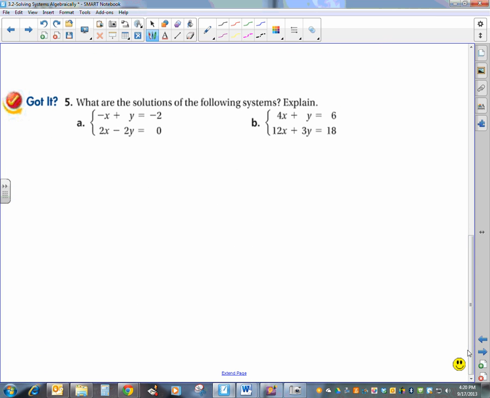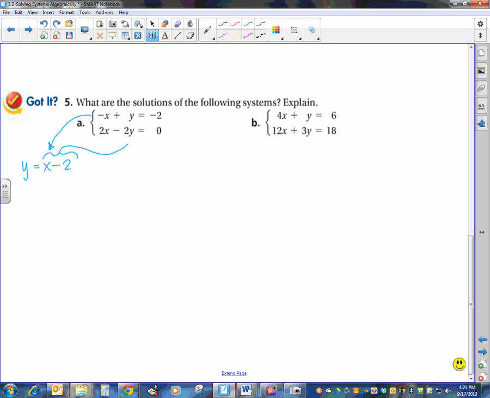Okay, two special cases we need to talk about. So let's look at these. When I look at those, how do you want to do them? If we do substitution, let's do substitution since we haven't done that. This is a y, and so I'm going to move that x to the other side to solve that. y equals x minus 2, and I'm going to take that and plug it into the other equation for y. So I'm going to have 2x minus 2 times x minus 2, because that was my y, equals 0.